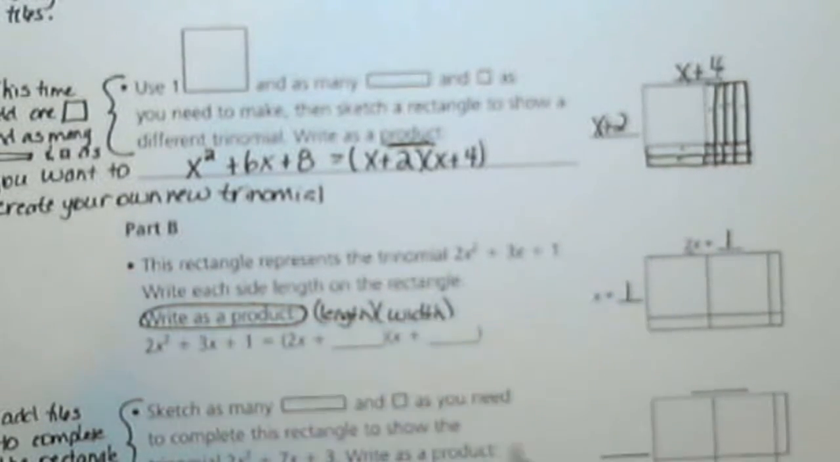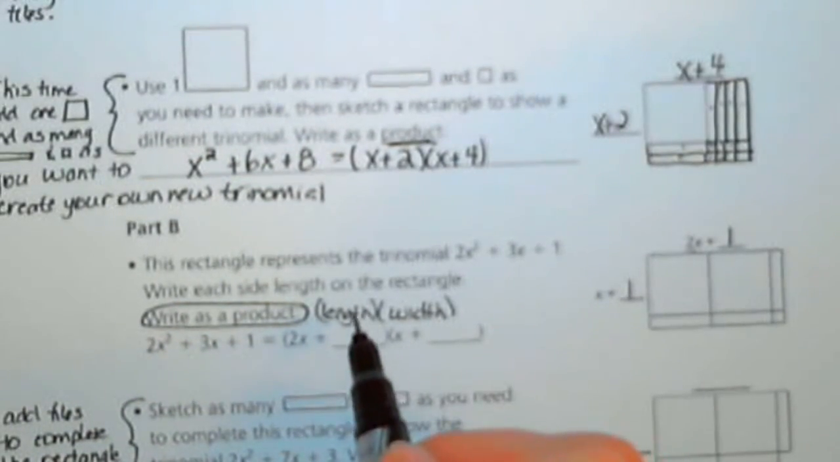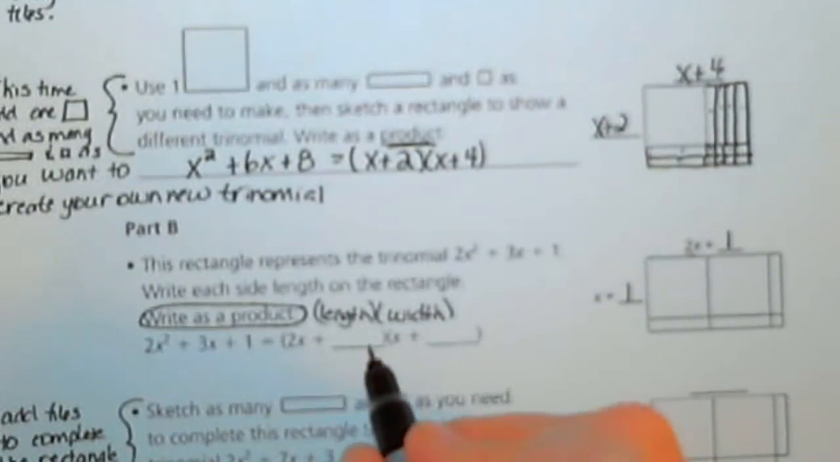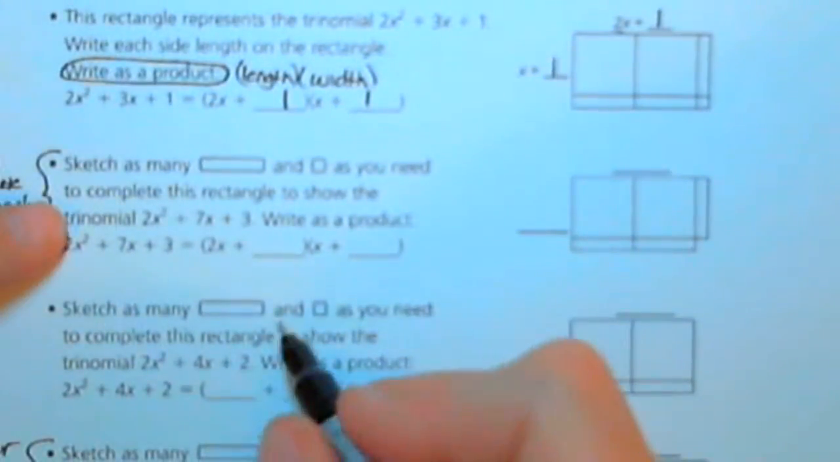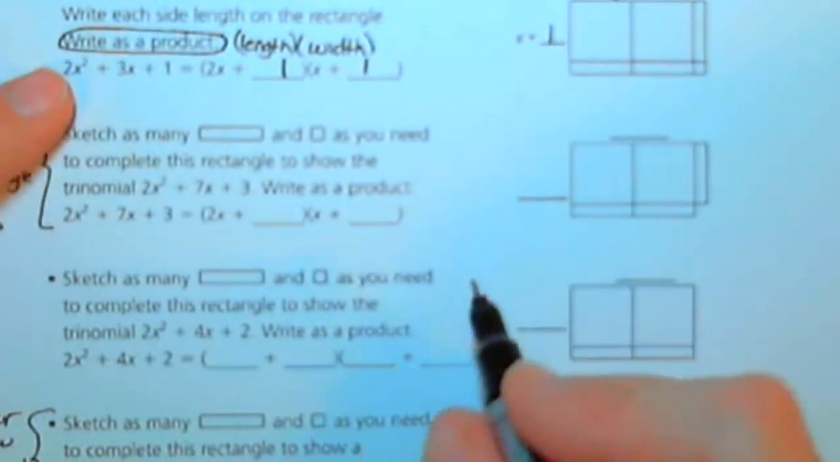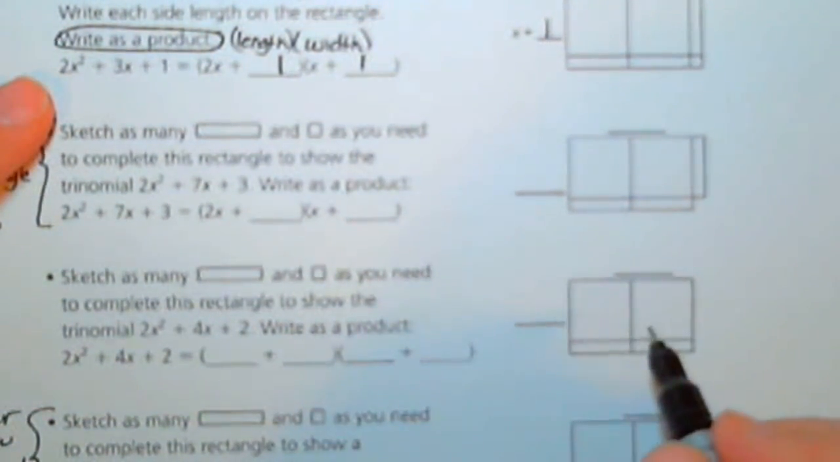X plus 1. Write as a product, again, I just kind of have made a little note here that that's length times width. So 2x plus 1 and x plus 1. This next one, sketch as many x tiles and 1 tiles as you need to complete this rectangle so that this whole rectangle has 2x squared plus 4x plus 2.